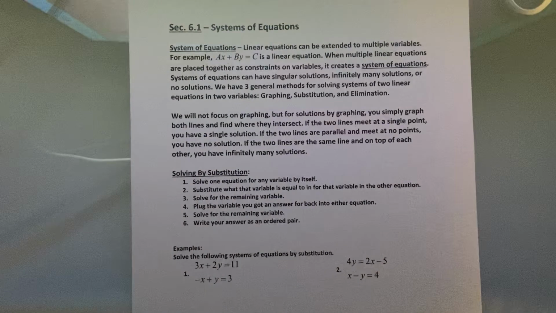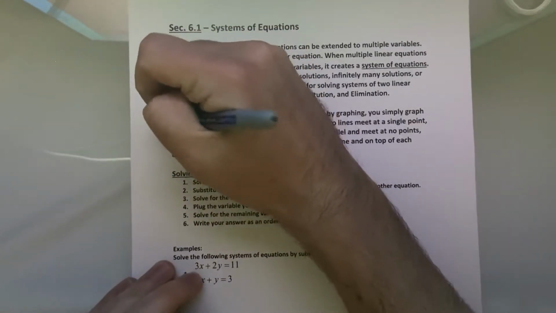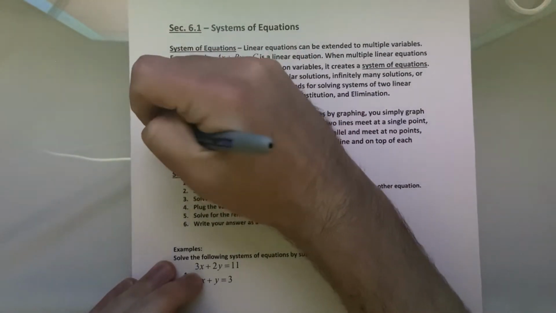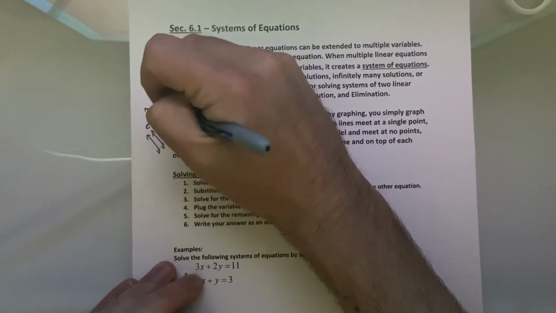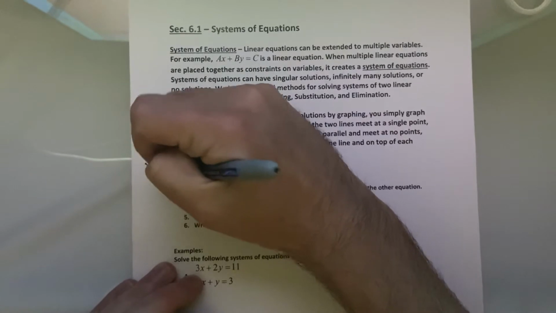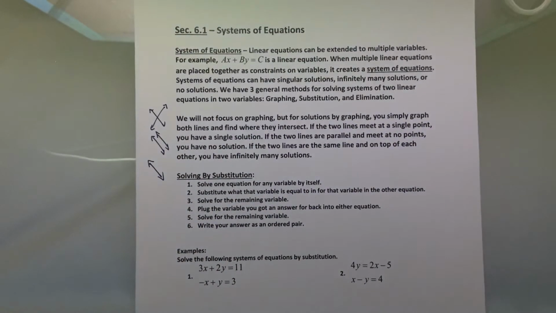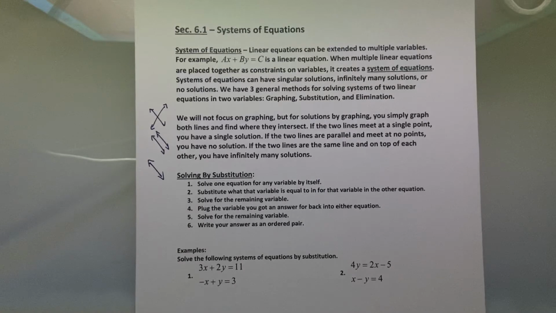Systems of equations can have a single solution, multiple solutions, or no solution, depending on what the lines look like. These can be found by graphing, substitution, or elimination. We're not going to focus on graphing, but if you ever did need to understand why graphing works, a single solution is when two lines cross, no solution is when two lines are parallel, and infinitely many solutions is when the two lines are right on top of each other. So we're going to start with substitution.